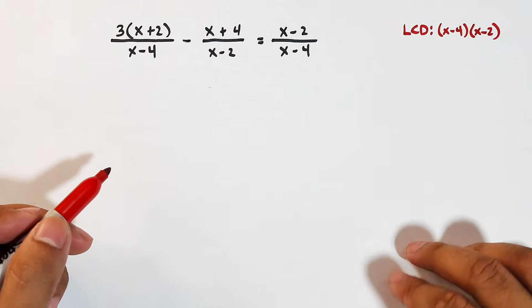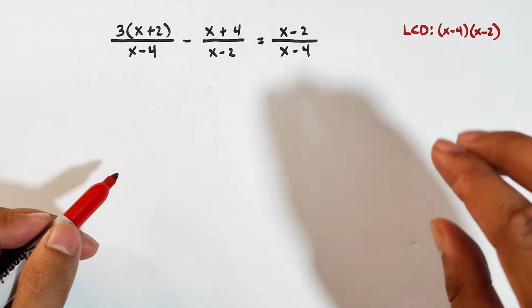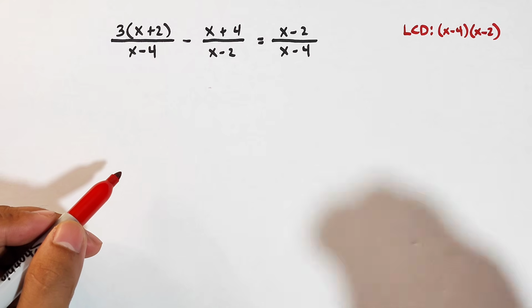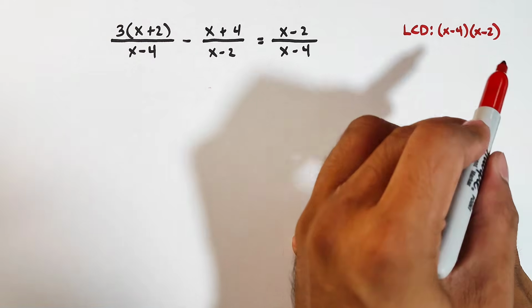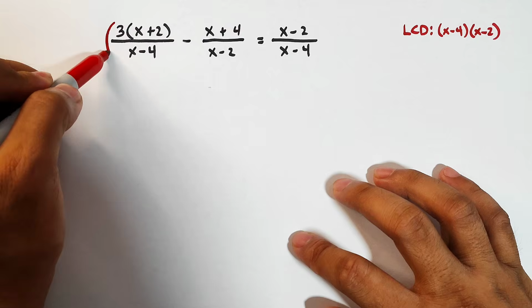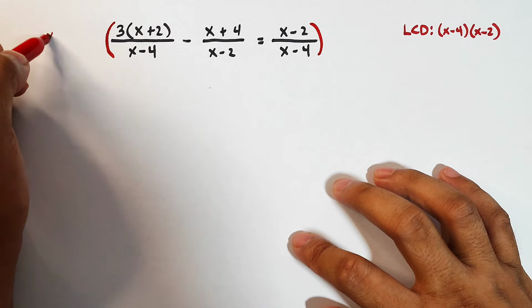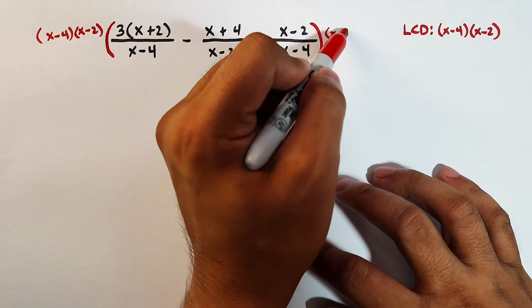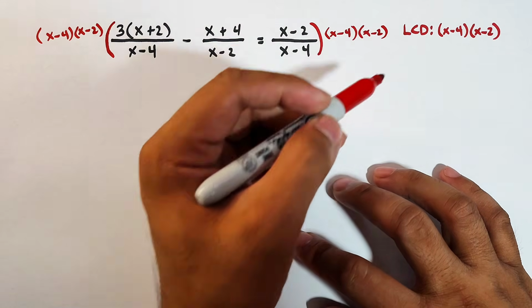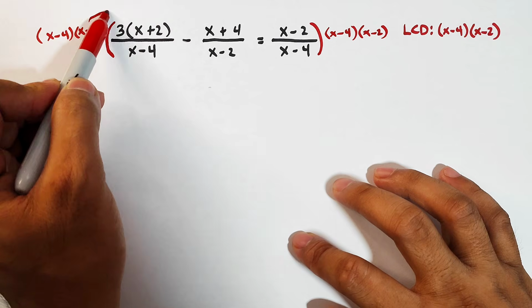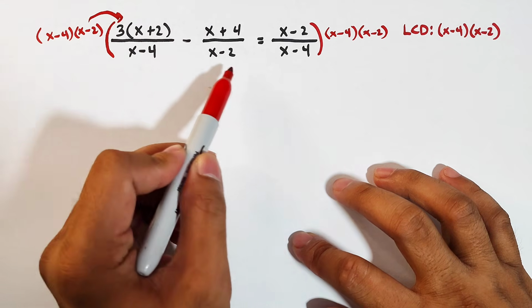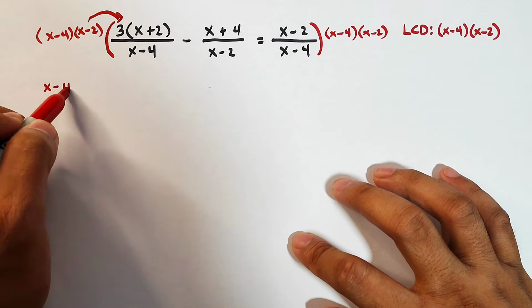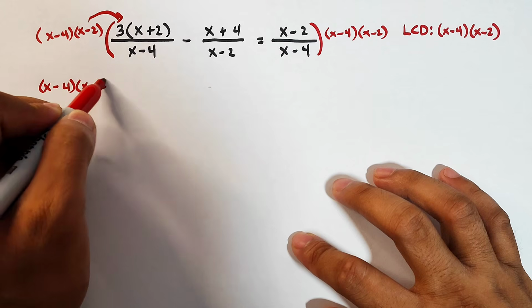And we don't need to multiply them. We just show it or express it as factors, so that when we have something we can cancel out, we can cancel this out. So, after identifying the LCD, multiply the whole equation by x minus 4 times x minus 2. Here, x minus 4 times x minus 2. In multiplying, we will distribute this LCD one by one in each term. It goes like this. X minus 4 times x minus 2.